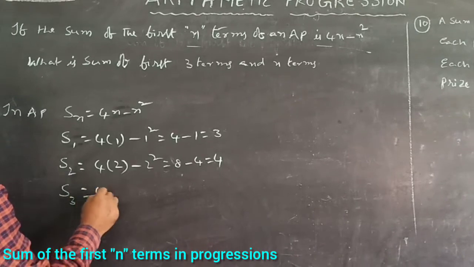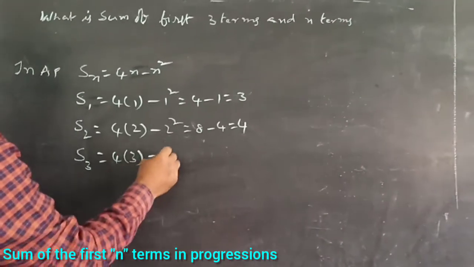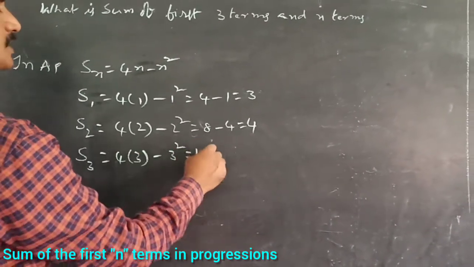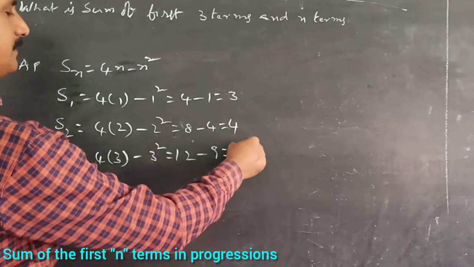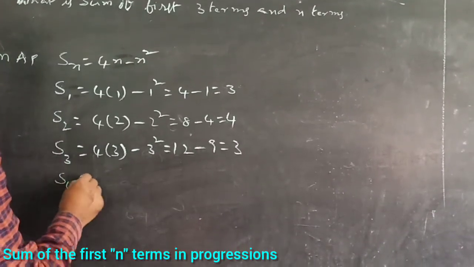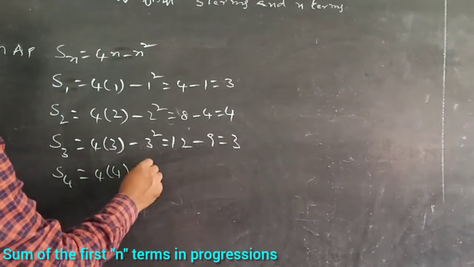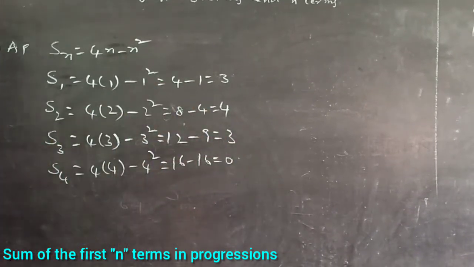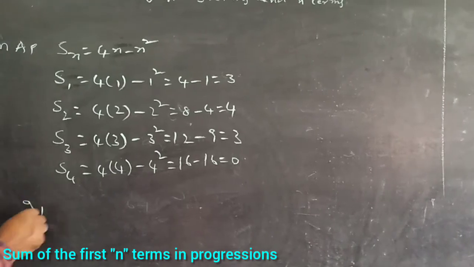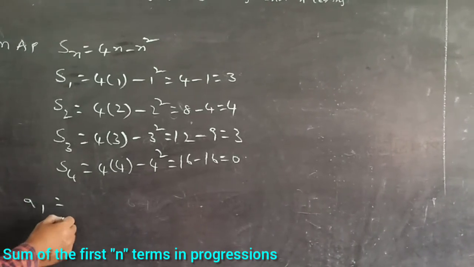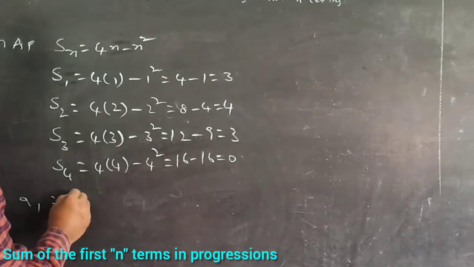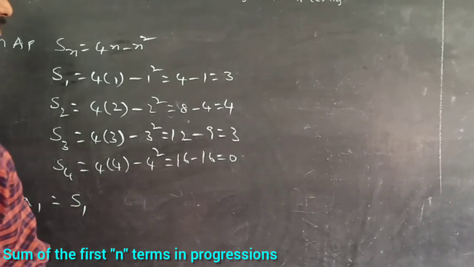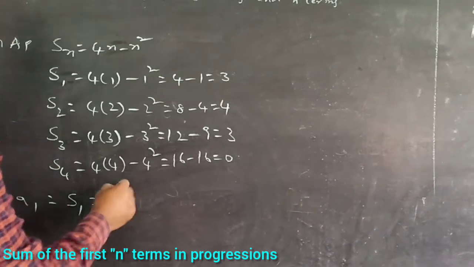S3 is equal to 4 into 3 minus 3 square. 4 times 3 is 12, minus 9, is equal to 3. Then S4 is equal to 4 into 4 minus 4 square, 16 minus 16, which is equal to 0. So A1, the first term, is equal to S1, which is 3.